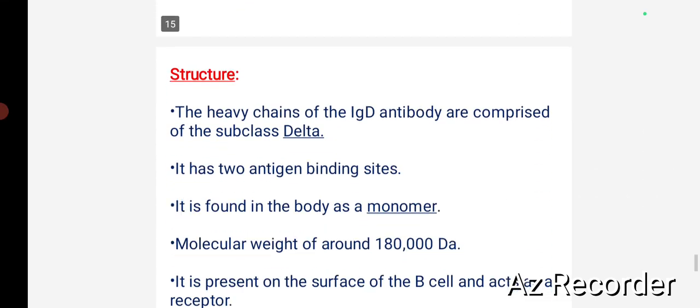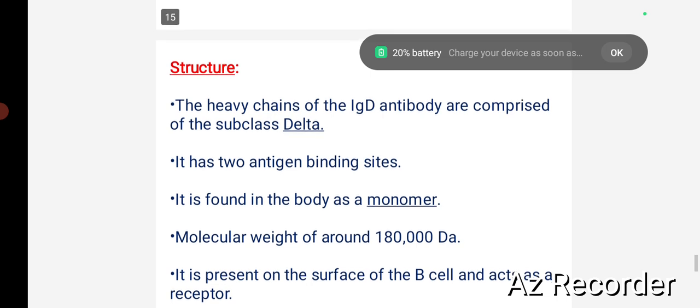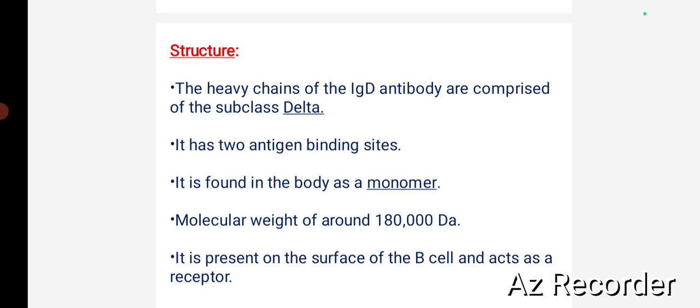Next, move on to structure of IgD. The heavy chain of IgD antibody is of the delta subclass. It has two antigen binding sites. It is found as a monomeric form. The molecular weight of IgD is around 1,80,000 Dalton. It is present on the surface of B cells and acts as a receptor molecule.